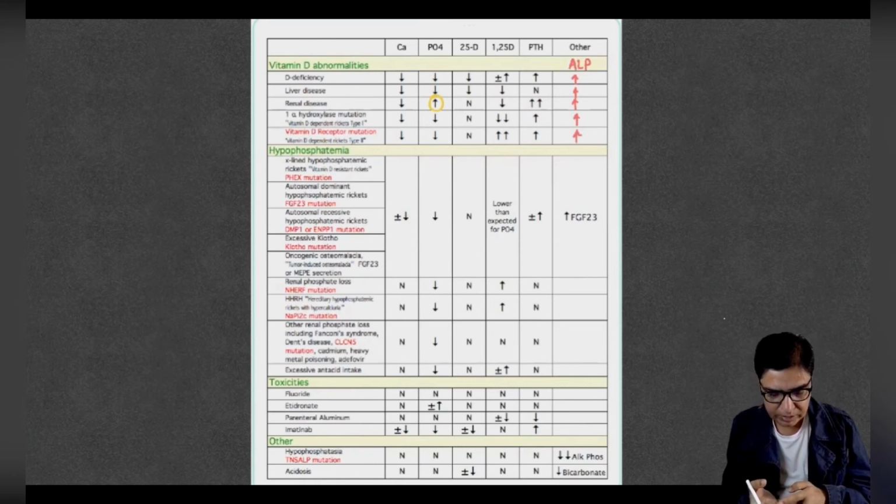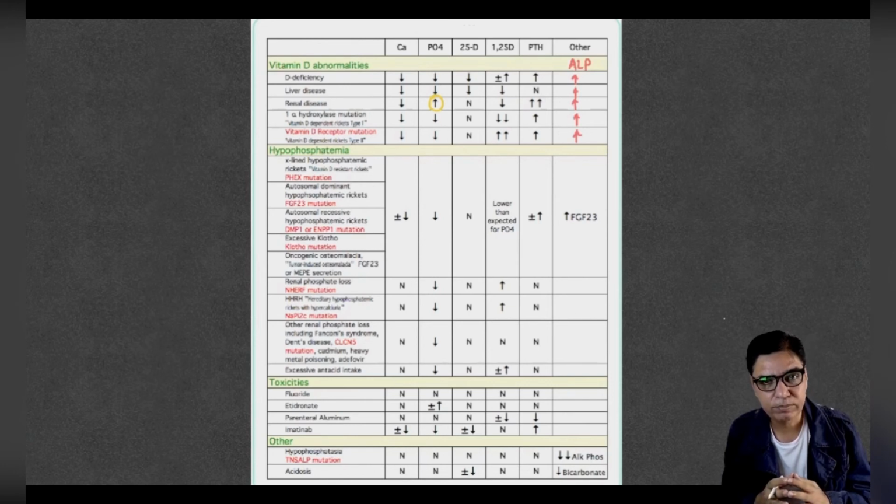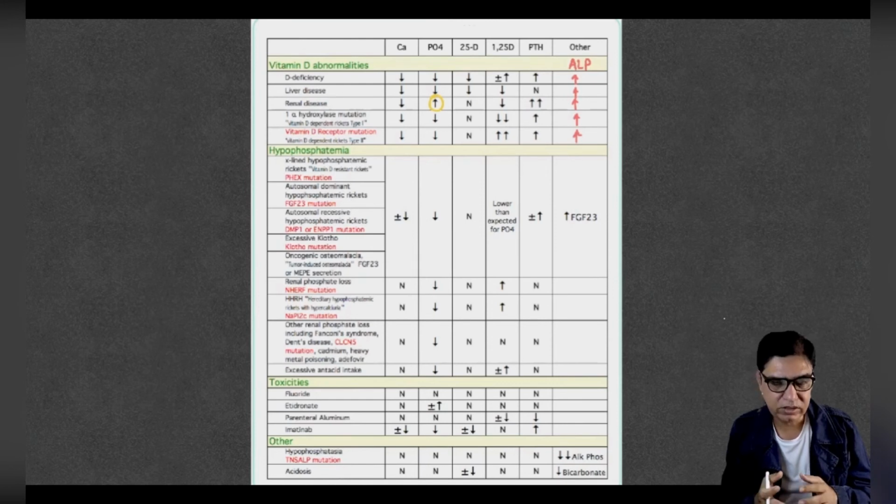Then you can have measurements of the different levels of vitamin D metabolites. You can check the levels of 25 hydroxy vitamin D, and you can check the levels of 1,25 hydroxy vitamin D, and at the same time you can check the levels of parathormone as well. So the second line investigations are different levels of the vitamin D metabolites along with parathormone. So 25 hydroxy vitamin D levels, 1,25 hydroxy vitamin D levels, and parathormone. These are the second line investigations.